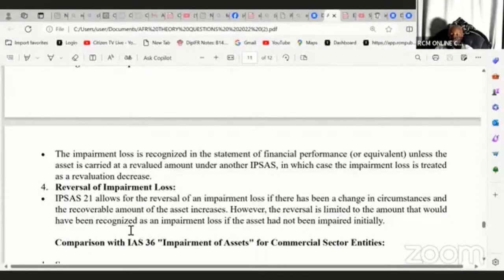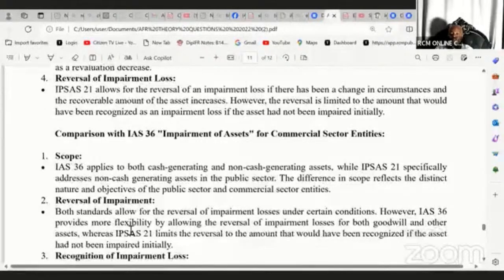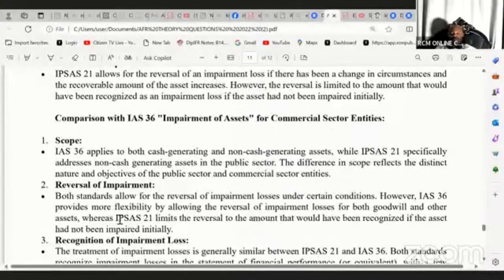Comparison with IAS 36, impairment of assets for commercial sector entities. Scope: IAS 36 applies to both cash generating and non-cash generating assets. You see, IAS 36 is for profit-making companies, and it covers assets which are cash generating and non-cash generating, while IPSAS 21 specifically addresses non-cash generating assets in the public sector. Great. This I can remember in an exam.